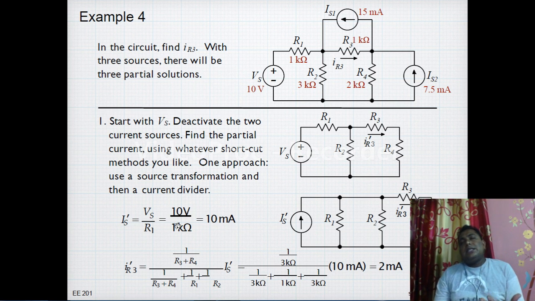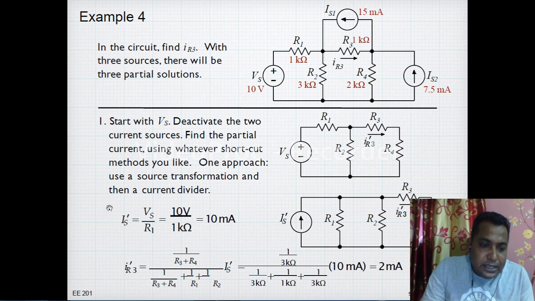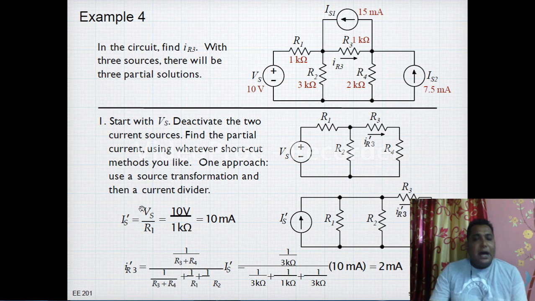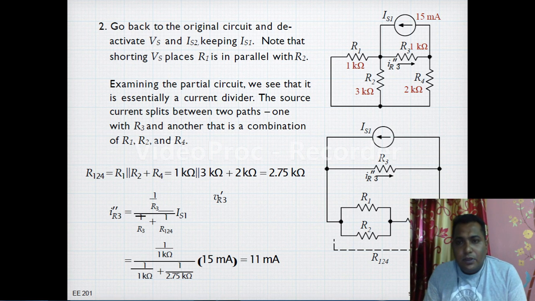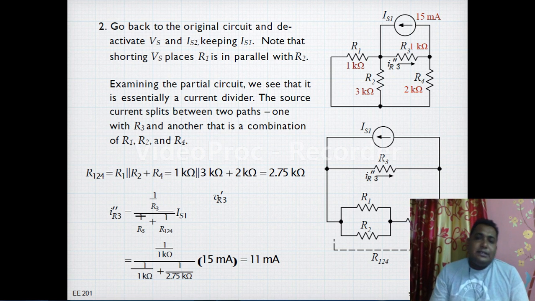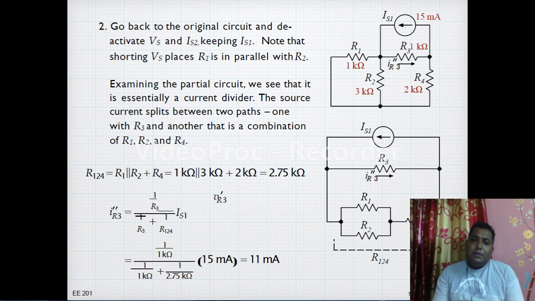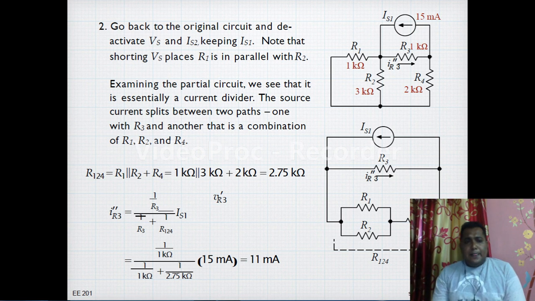The current division rule states that the branch current is the total incoming current, here IS bar, multiplied by the opposite branch current over the sum. Then we find the branch currents. Coming to the next case, we are considering the IS1 source. As per that we have found the series parallel combination, and after that we are finding out the branch currents.